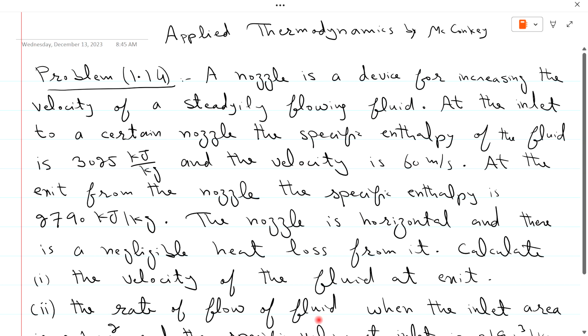In this lecture, we are solving problem 1.14 and problem 1.4. A nozzle is a device for increasing the velocity of a steadily flowing fluid. At the inlet to a certain nozzle, the specific enthalpy of the fluid is 3025 kilojoule per kg and the velocity is 16 meter per second. At the exit from the nozzle, the specific enthalpy is 2790 kilojoule per kg and the nozzle is horizontal and there is a negligible heat loss from it.